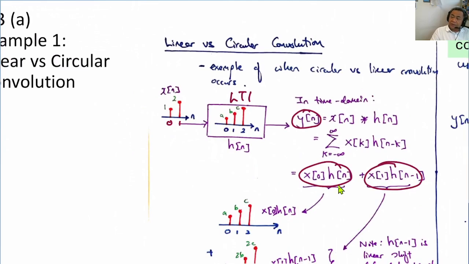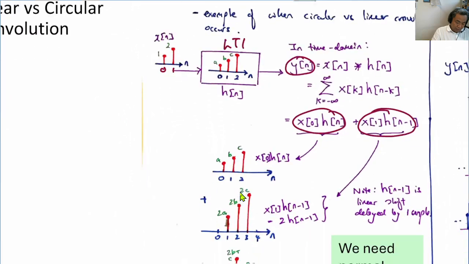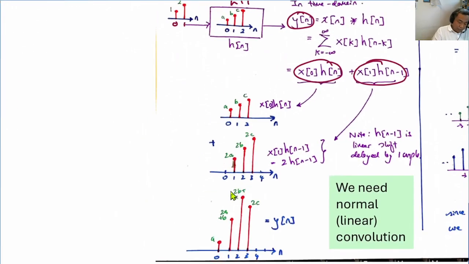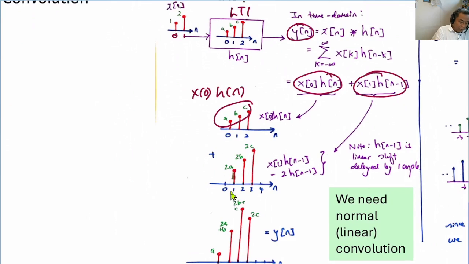And now let's clearly understand what's going on between these two. H of n is this guy. H of n minus 1 is the delayed version of this guy. So this is h of n, and we are multiplying by x of 0. What is x of 0? It is 1. So this is ABC. X of 1, which is this guy, number 2, multiplied by h of n minus 1, a delayed version of h of n.